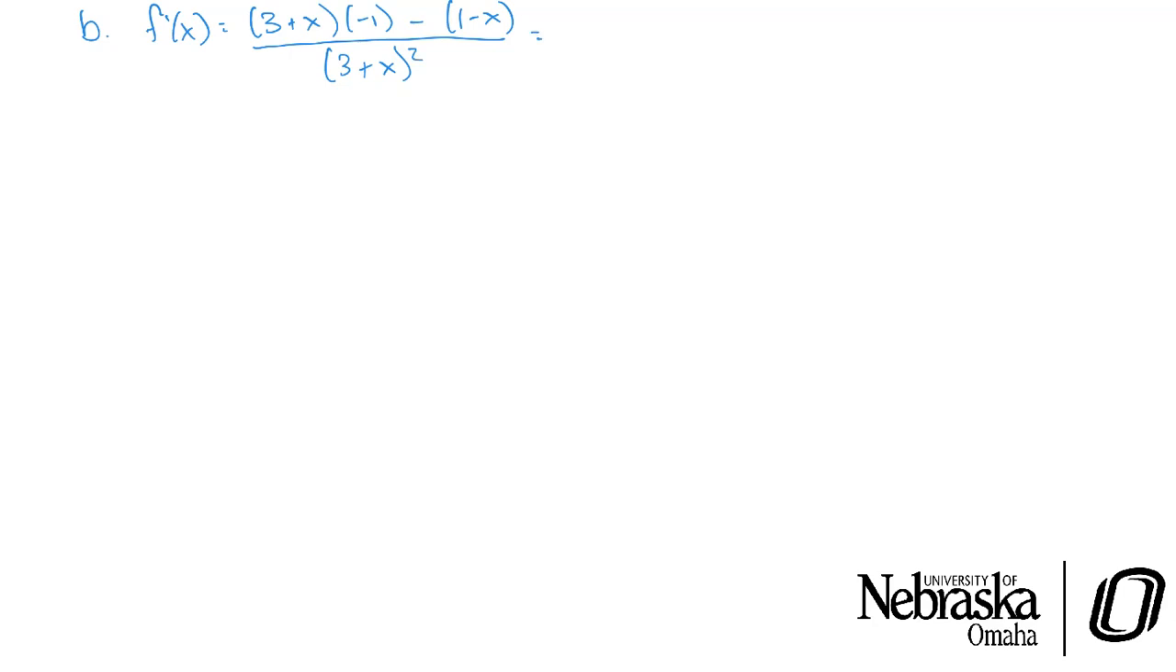If we simplify that, we get -3 minus x, because we're distributing this -1 to each term, and then -1 plus x, over 3 plus x quantity squared. So we end up with -4 over 3 plus x quantity squared.